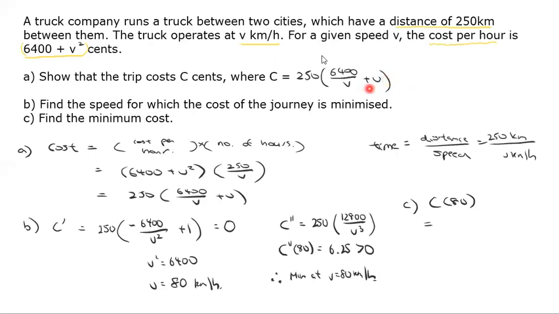Now, remember, it's in terms of cents. So once you work it out, it's in terms of cents. So you just sub it in. So it's 250 times 6400 over 80 plus 80. Well, that looks like it's actually going to be 250 times 160, which will just be 40,000. But that's in cents. So I guess it's $400.